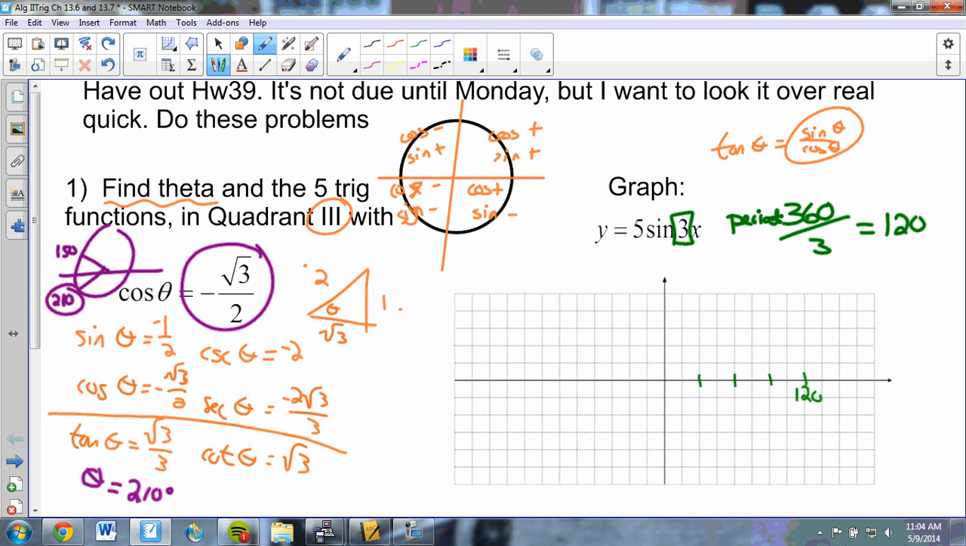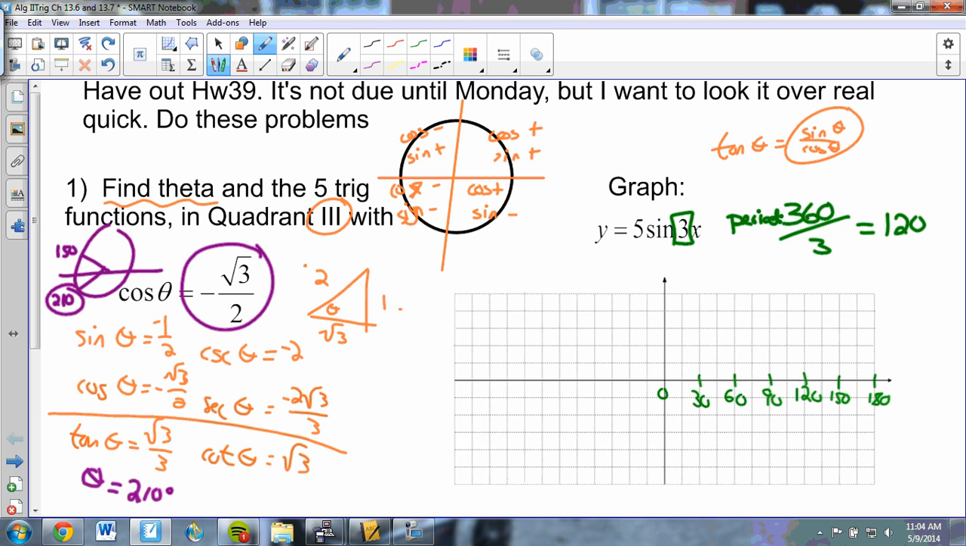Okay, so to recap, starting at 0, I go 1, 2, 3, 4 hashes, and the 4th hash is my period, 120. So this would be half of that, 60. This would be half of that, 30. And now I'm really counting by 30: 0, 30, 60, 90, 120. If I wanted to, I could keep going, 150, 180.